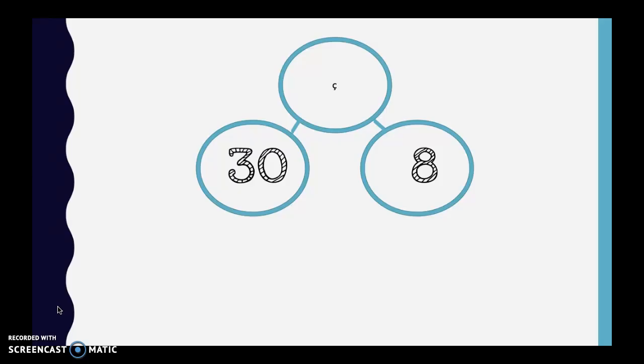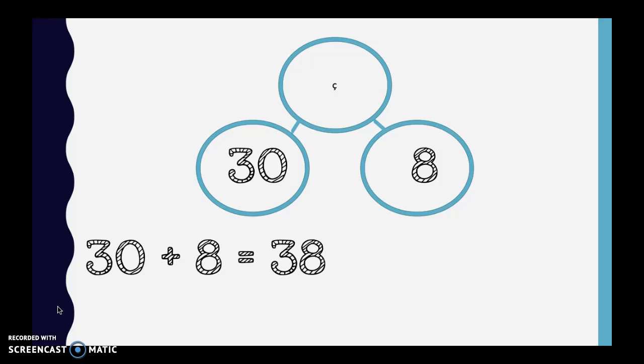Okay, I gave the 2 parts, 30 and 8. If I put 30 and 8 together, if I add them, I would get 38. You could say 30 plus 8 equals 38. I could draw a picture to help me count up, or I could just say 30, because that's the bigger number, and then count up on my counting sticks 8. 30, 31, 32, 33, 34, 35, 36, 37, 38.